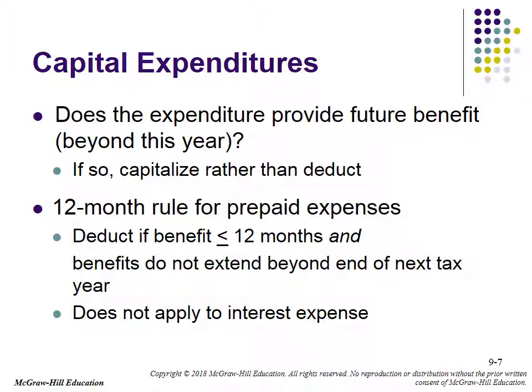December 1st of the current tax year, December 1st of 2017, you prepaid your insurance for the coming year. So the insurance policy will run from 12/1 of 17 through 12/1 of 18. So you have a whole year's worth of insurance there. And you pay it on 12/1 of 17. Can you deduct it all?